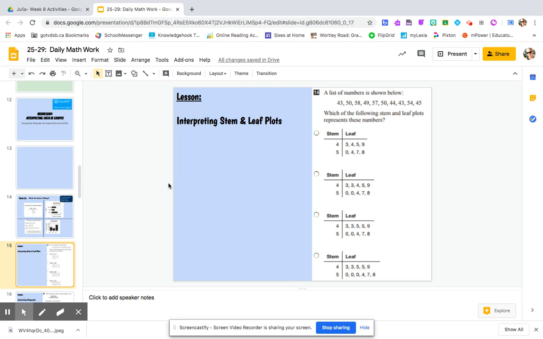Now for our mini lesson here. For our mini lesson, I've taken some EQAO style questions just to review or teach you a little bit about each of the different kinds of graphs and how to interpret them.